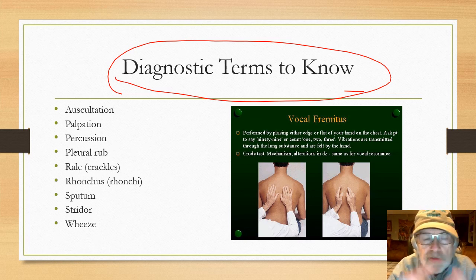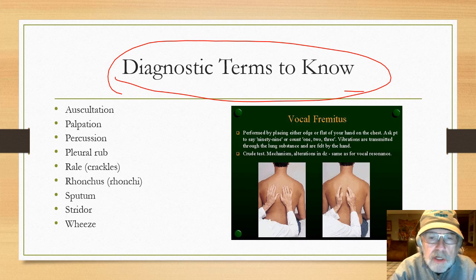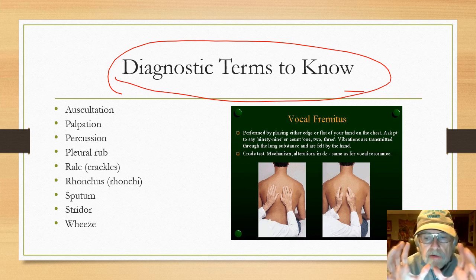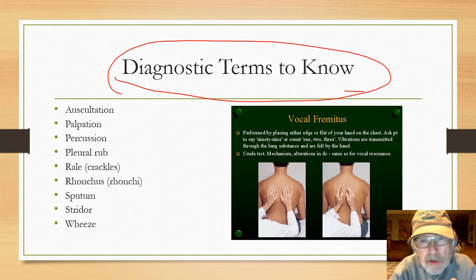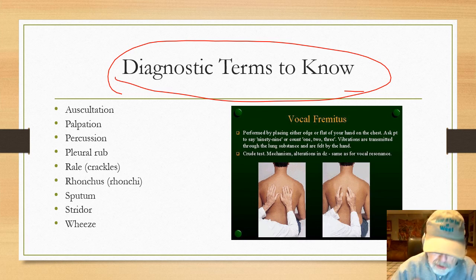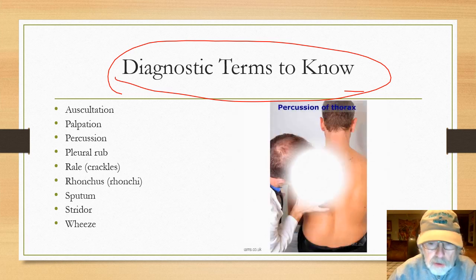And if they have certain pathological conditions like pneumonia, where there's pus or fluid in the lungs, it changes the feeling of the vibrations that you're actually able to feel. Also, palpation would be to feel the chest for rib fractures or areas of tenderness or anything like that. So anytime you actually feel something and use your hands to make an evaluation, that's called palpation. The third word that we have here is percussion.